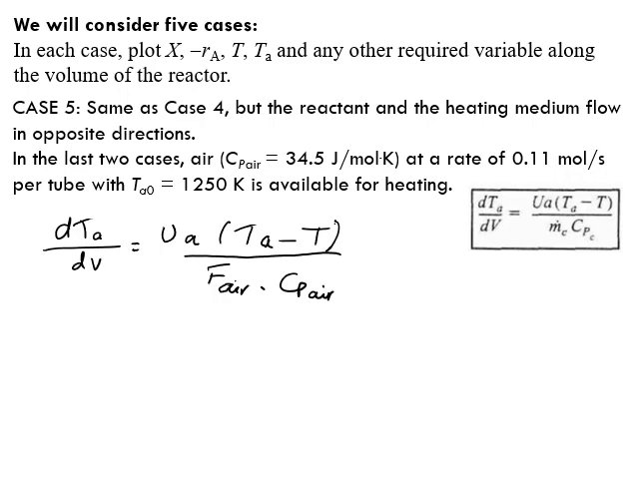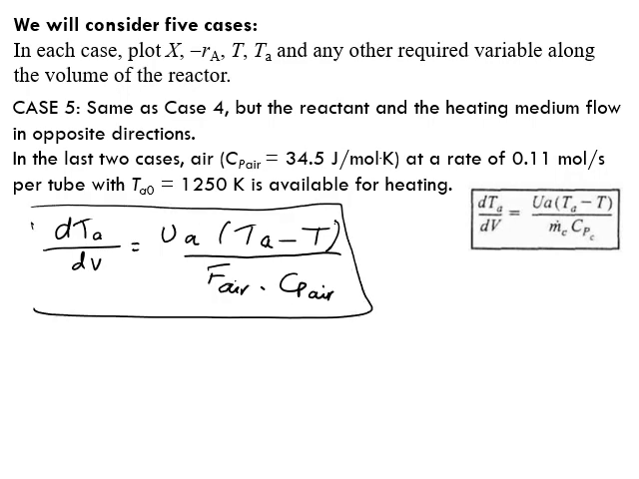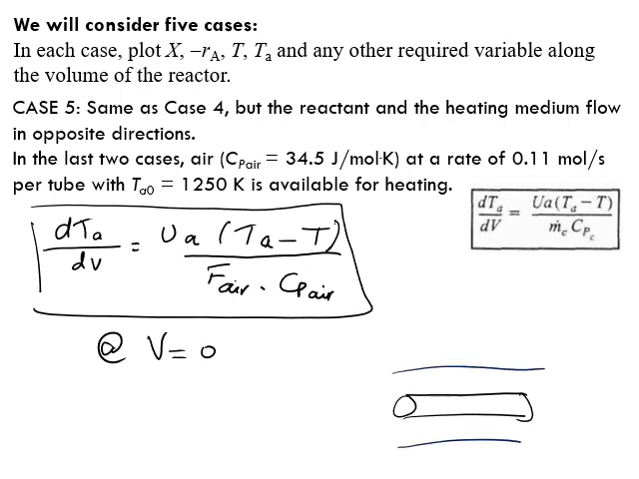Okay. What's our initial condition? Let's see what our initial condition is at V equals 0. What do you have at V equal to 0? Let's see. This is the reactor. This is the heat exchanger. So at V equals 0, what do we have?